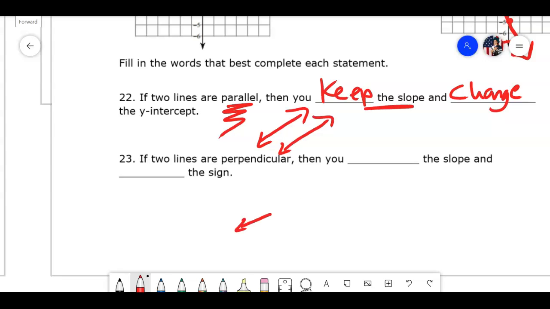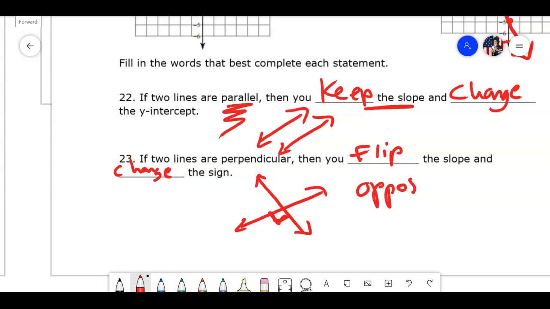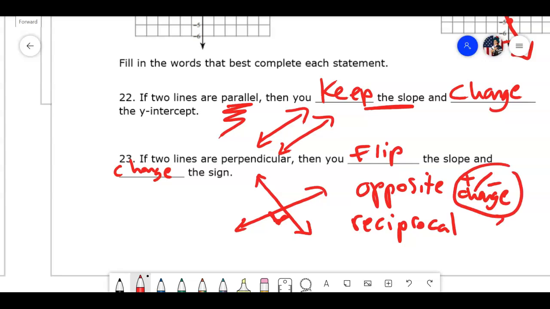But perpendicular, which again looks like this with a right angle, right? Then you what the slope? Okay, you change the slope and the sign. It's not change, but sorry, flip the slope and change the sign. Okay, opposite reciprocal is what we say in math. The positive slash negative sign changes, and then you flip it.